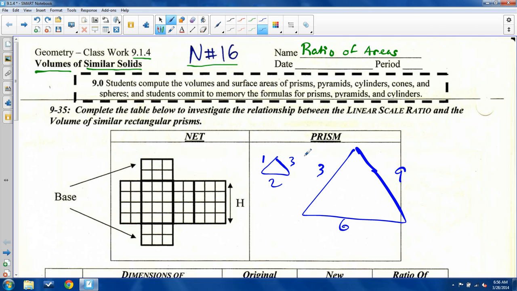If I compare this side to this side, I get a 1 to 3 ratio. If I compare this side to this side, I get a 2 to 6 ratio. I compare this side to this side, I get a 3 to 9 ratio. All these actually happen to be 1 to 3. So the fact that they're all 1 to 3 means that these are two similar shapes. Now, the side ratios were 1 to 3.